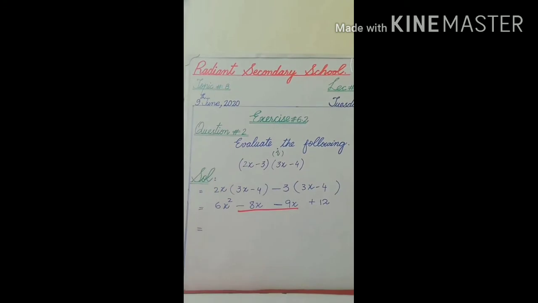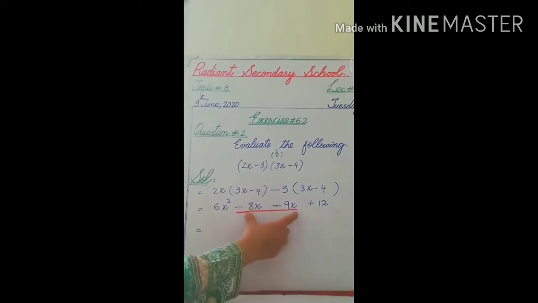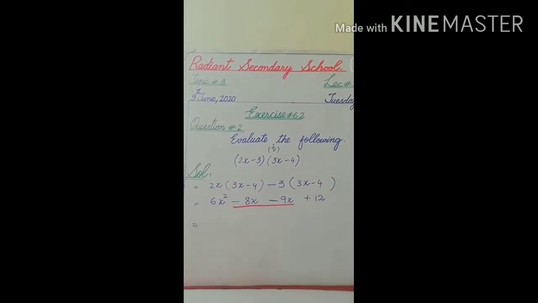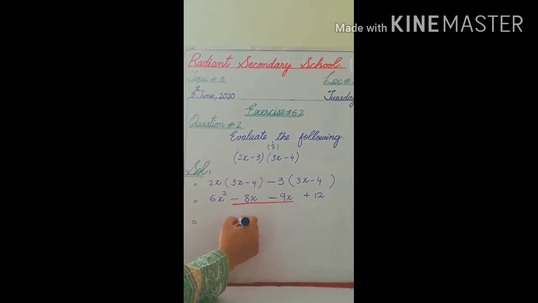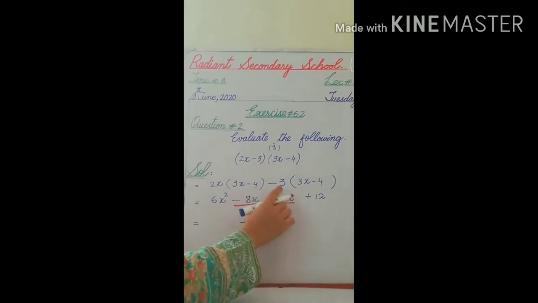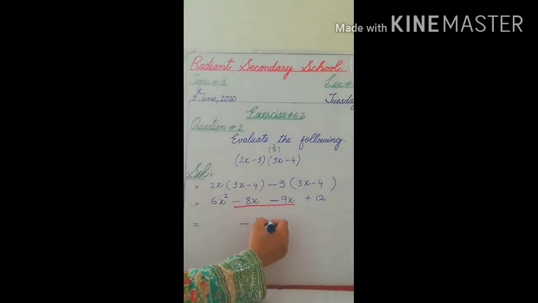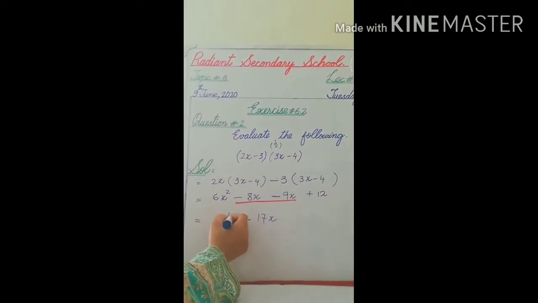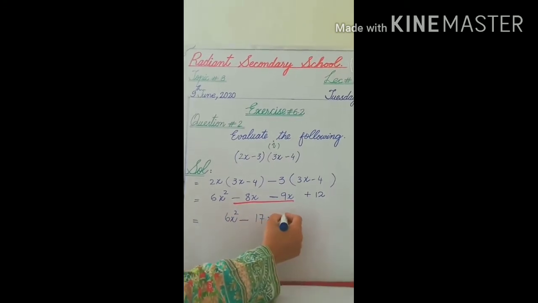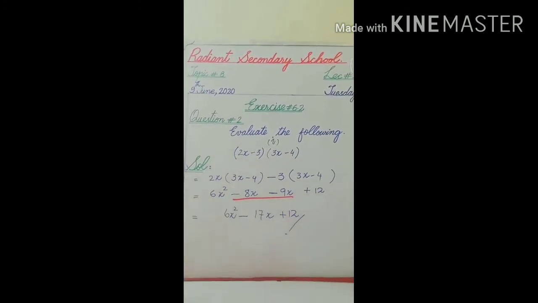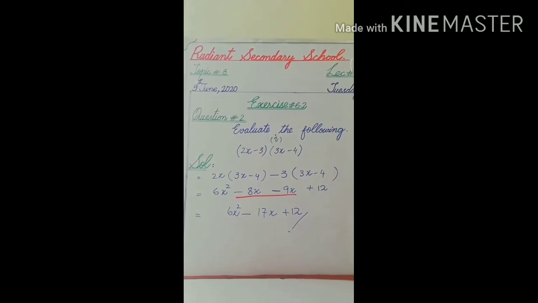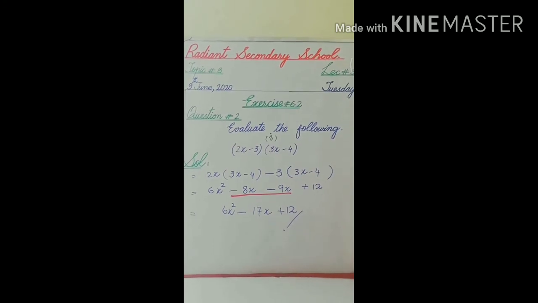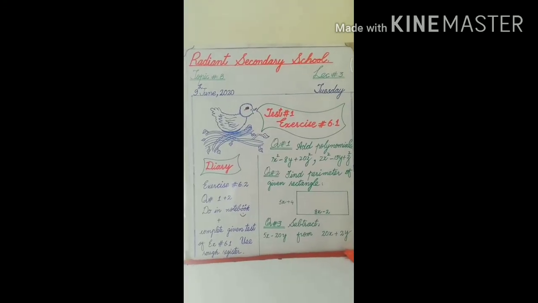My middle two terms are like terms, so we have to solve them, and both terms have a minus sign. We know very well that minus and minus add up and the answer will have a minus sign. 8 plus 9 is 17x. The first term and the last term will come down as they are, 6x square plus 12. Okay students, now you have to do the remaining 4 or 5 parts by yourself.